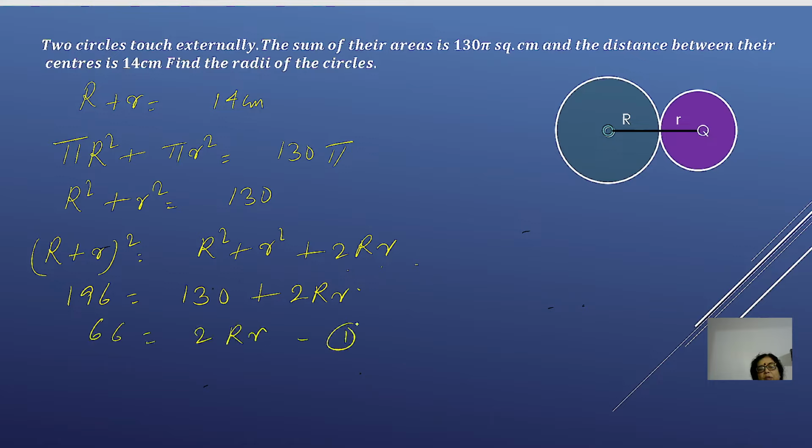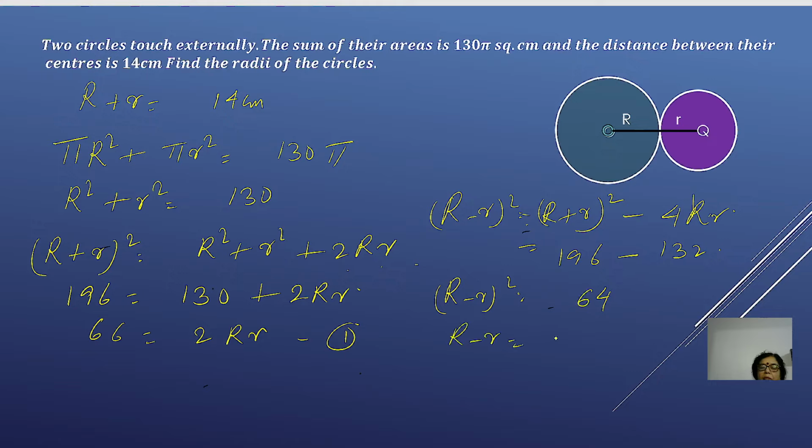This is the first equation. Now (R minus r) whole square is equal to (R plus r) whole square minus 4R into r. So this becomes R plus r is 14, 14 squared makes it 196, minus 2Rr, which is 66, so this becomes 132. So (R minus r) whole square is equal to, this is 4 and this is equal to 9 minus 3, that is 6, so R minus r is equal to 8.